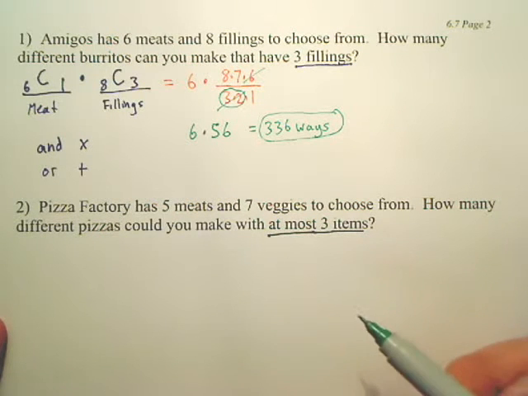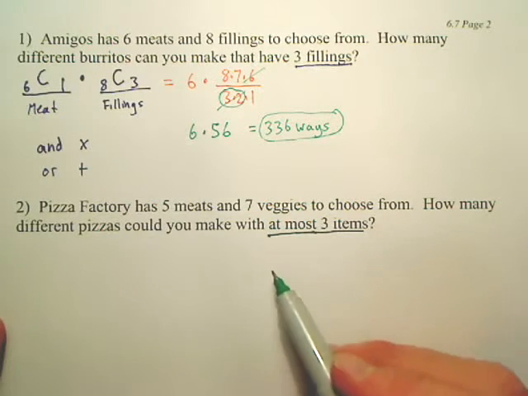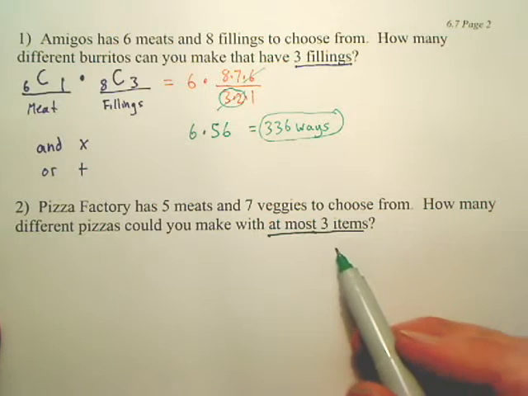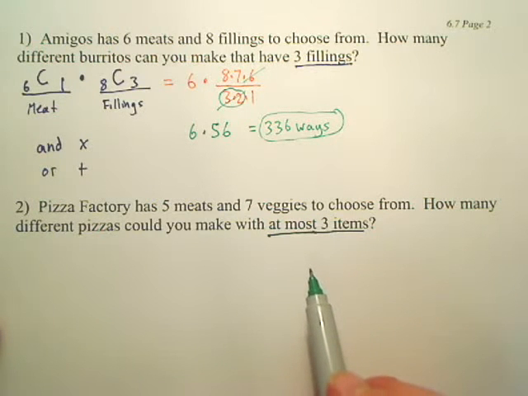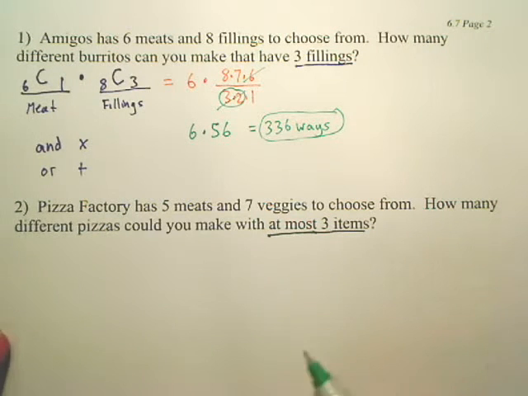That word is at most. Now, if you have at most 3 items, could you have a no item, a cheese? Absolutely. Could you have a 1 item, yes, a 2 item, or a 3 item? Yes. Could you have any of those? Yes. If it's at most 3 items. Now, we're not going to pay any attention to the size of the pizzas. Assume it's a medium or whatever, a certain size. We're just talking about different pieces on top.